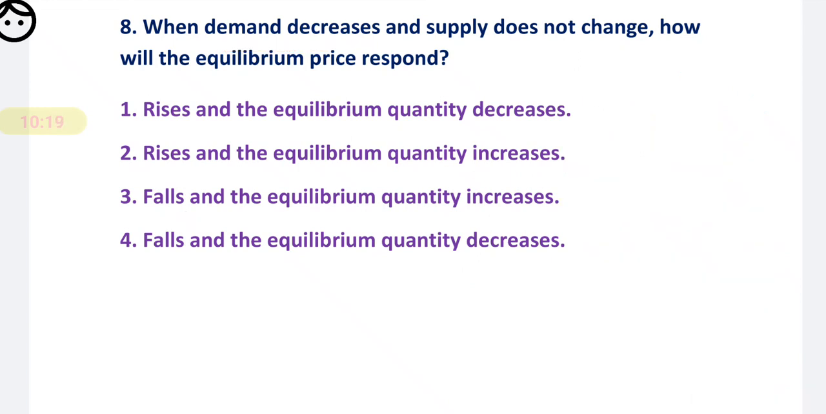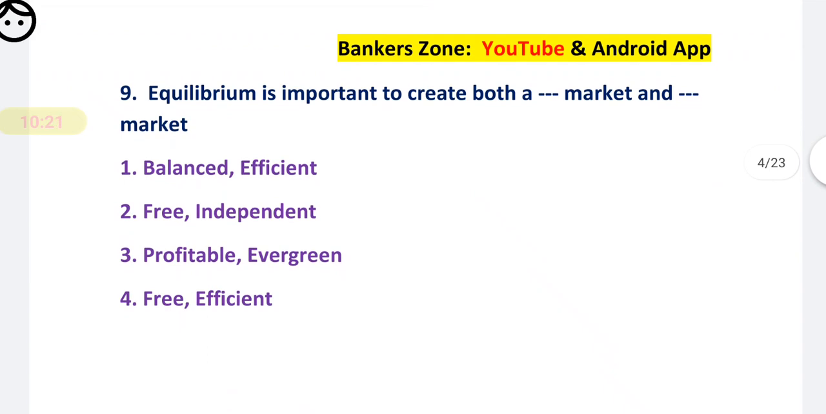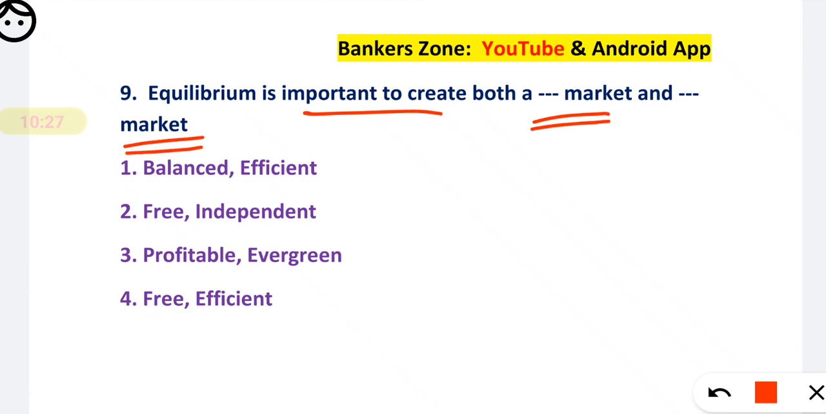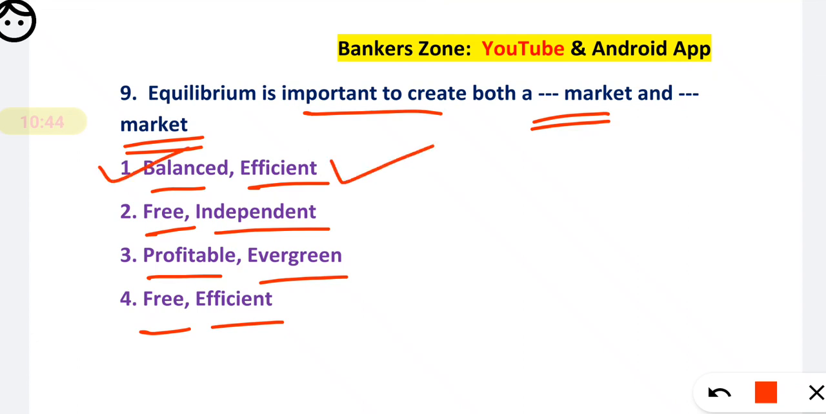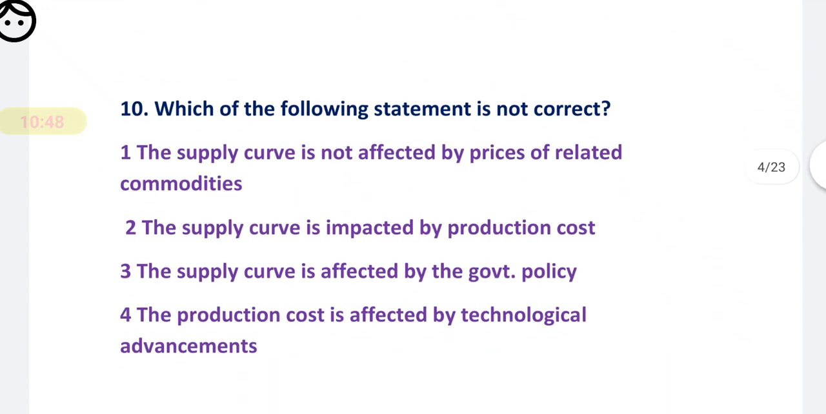Now the 9th question we are going to discuss. See friends, equilibrium is important to create both dash market and dash market. It is very easy. First option, balanced and efficient. Second option, free independent. Third option, profitable evergreen. And the fourth option, free and efficient. So it is very easy. Equilibrium is important to create a balanced and efficient market. Okay, now 10th question.